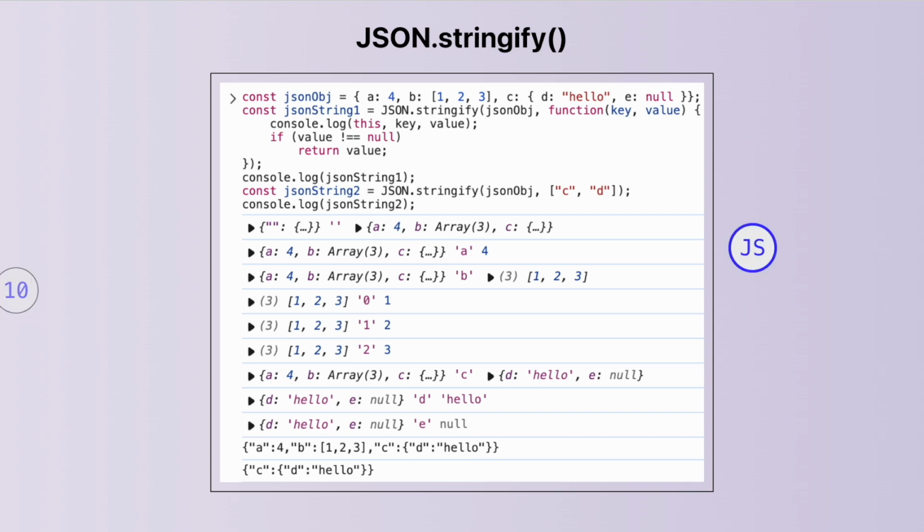The replacer function is first invoked with the empty string as key and the passed value as value. Then each property of the object is passed to the replacer function, its property name as key and its value as value. If the value is an array, then the replacer function is called with each array element index as a string as key and the element as value. If the value is an object, then the replacer function is called recursively for that object.